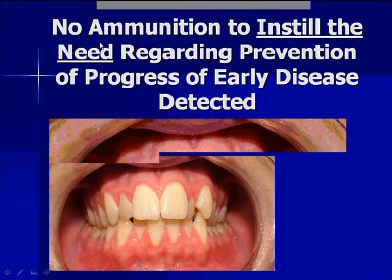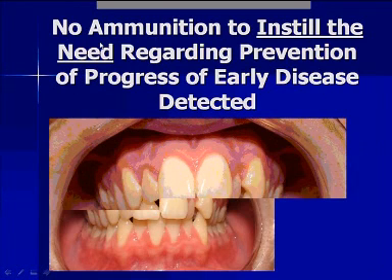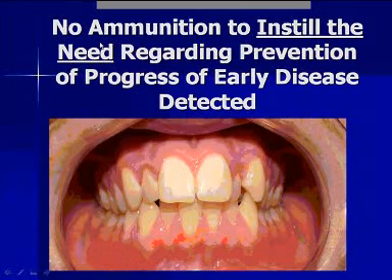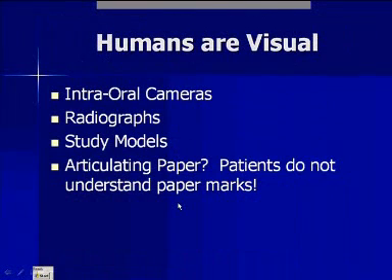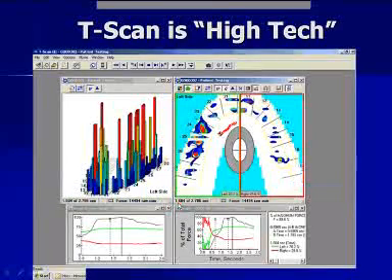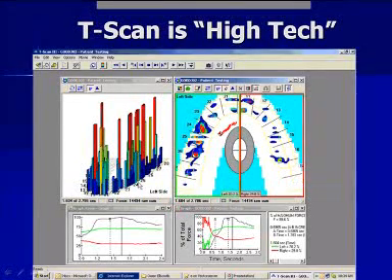We need the ammunition to instill the need, and what better way to do it than show them a picture, which I know most of you are doing, but let's show them some TScan data. Our cameras work well, our radiographs work well, but look at the TScan data. This is a still image of a movie. Remember, it was probably an 8-second clench.